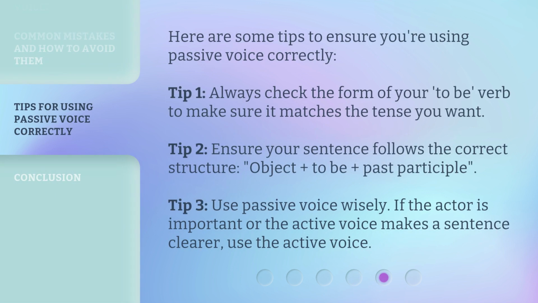Here are some tips to ensure you're using passive voice correctly. Tip 1. Always check the form of your to be verb to make sure it matches the tense you want. Tip 2. Ensure your sentence follows the correct structure. Object plus to be plus past participle. Tip 3. Use passive voice wisely. If the actor is important or the active voice makes a sentence clearer, use the active voice.